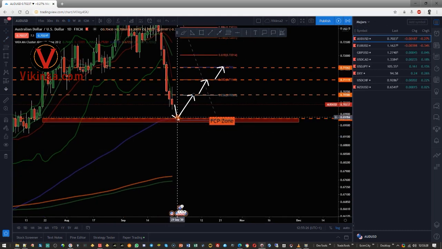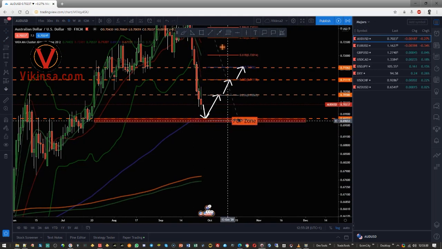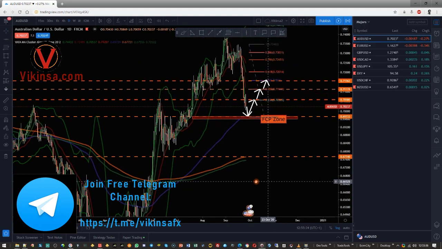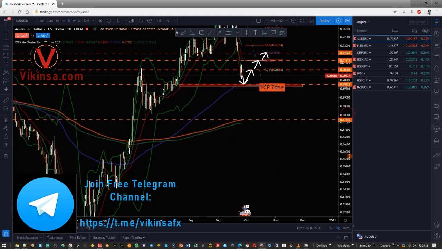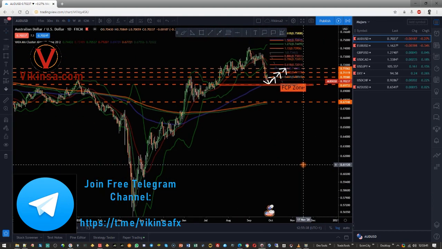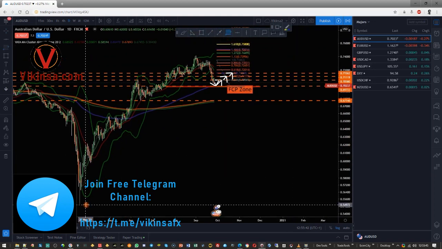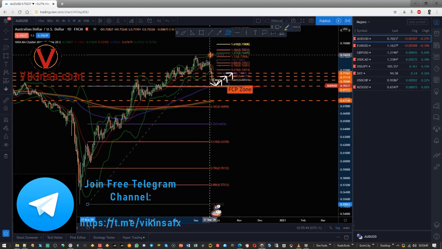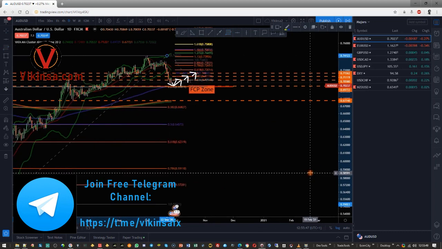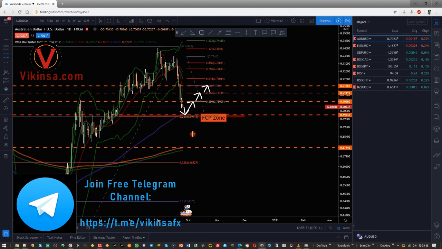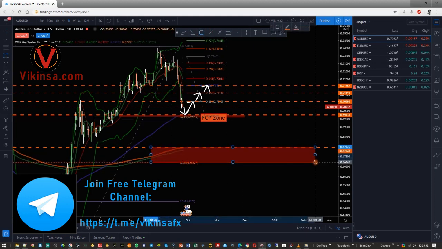If the market breaks through this FCP zone, the next level is going to be somewhere around here. We have the 200 moving average, and what we can also see is that if I draw a fib on this entire structure, it should line up with something. Yes, if you do it properly, then everything lines up automatically. So this becomes our FCP zone.